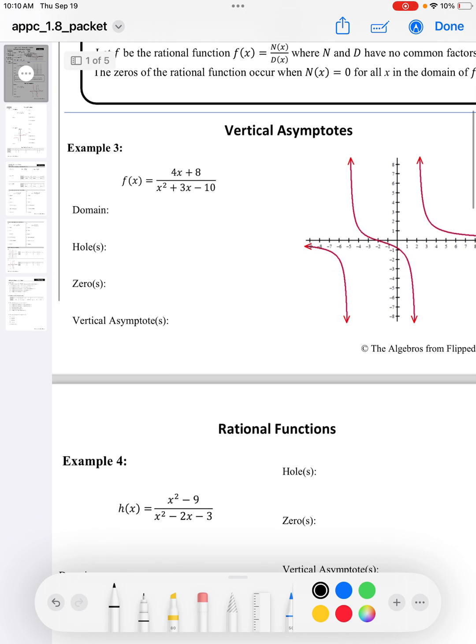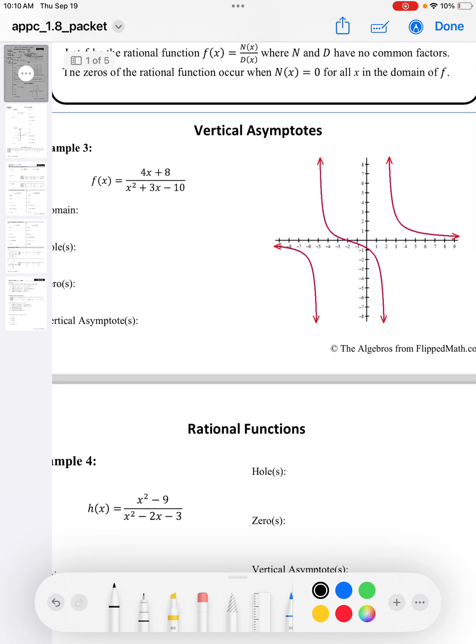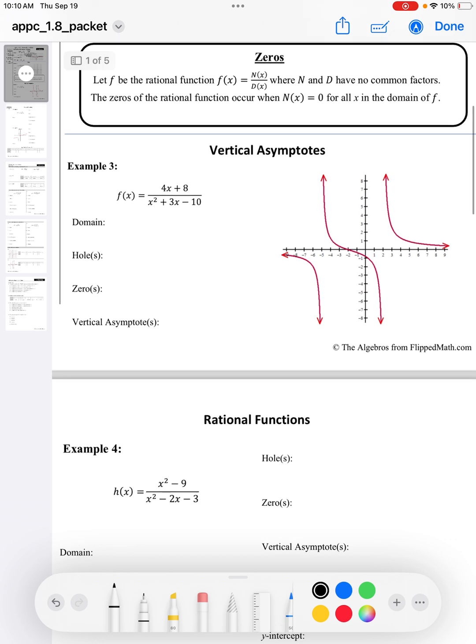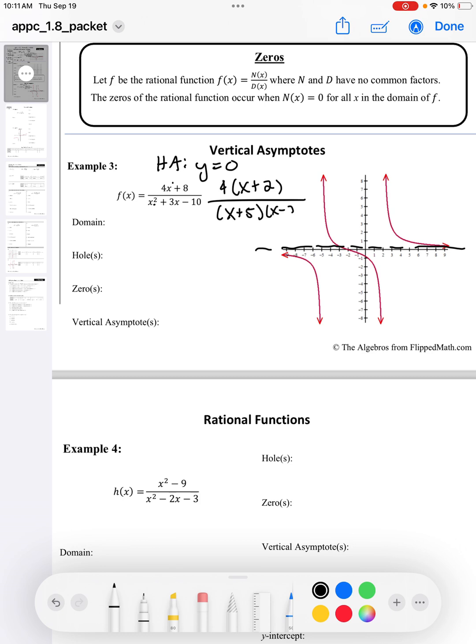The next one I wanted to do was number 3. Okay, let's go through everything again for number 3. Horizontal asymptote, bigger on bottom, 0. So y equals 0, and look at that, that checks out. There's a horizontal asymptote at y equals 0. Let's now factor the top and the bottom. So 4, x plus 2 on top. On the bottom, we've got x plus 5, x minus 2. And we're just checking to see if anything cancels out. It didn't, which means there's no holes.